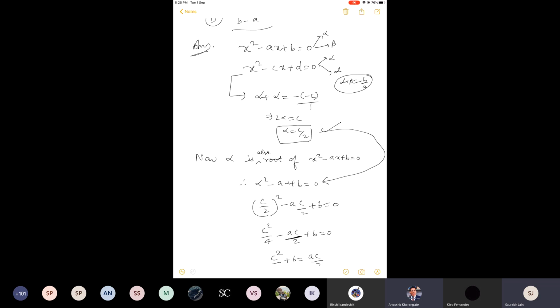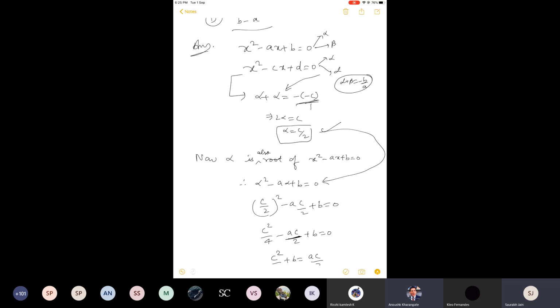Yes, sir. So I'm applying the same result here. Here beta is alpha only, and a is 1, and in place of b we have minus c. So you should know how to compare things and then write the same results. So now alpha plus alpha will be 2 alpha. This will become c. So alpha is c by 2.